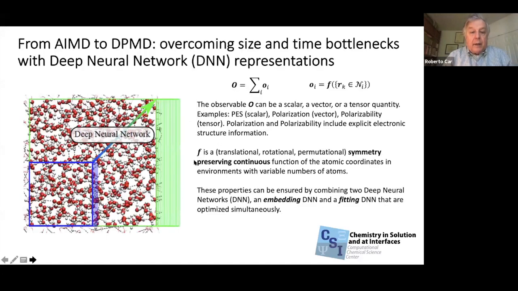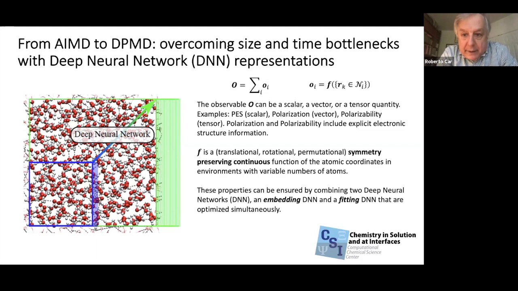Let me discuss. Essentially, we want to overcome the size and time bottleneck of ab initio molecular dynamics with deep potential molecular dynamics using neural network representation. This picture is just an illustration of the fact that with ab initio molecular dynamics we can deal with rather small systems, and we can do only a limited number of frames, so a small time scale, but we can increase quite a bit on the size and the time scale when we use deep neural networks without losing accuracy.